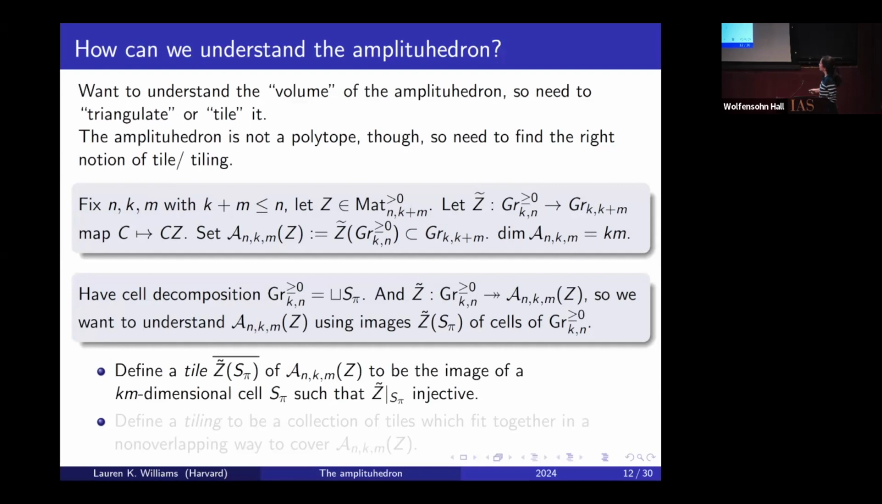So we'll define a tile of the amplituhedron to be the image of a km-dimensional cell, such that Z tilde is injective on that cell. This notion of tile is going to be our analog of a simplex in a triangulation. And then a tiling is going to be a collection of tiles which fit together in a non-overlapping way to cover the amplituhedron. Question? If I take a larger cell, does it map to a tile?